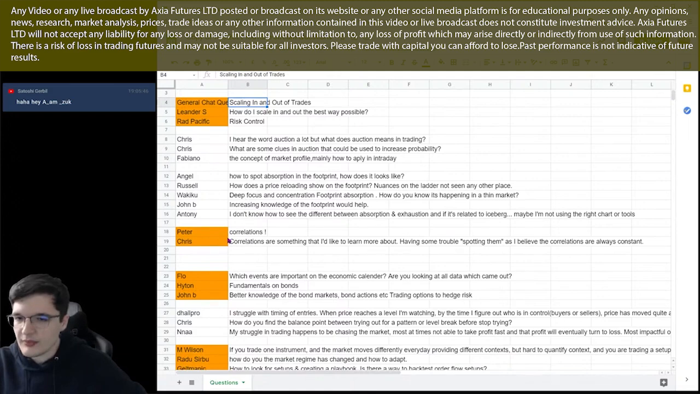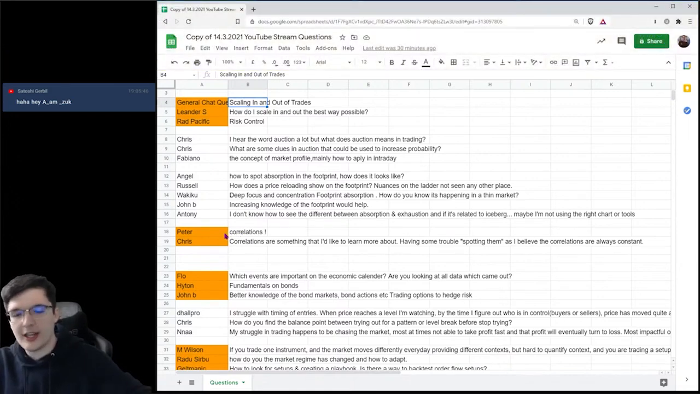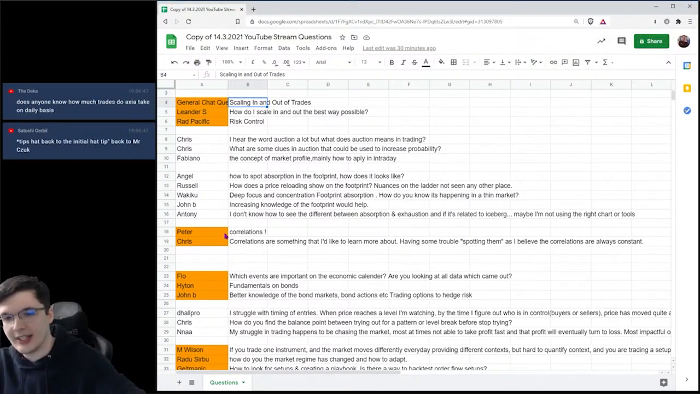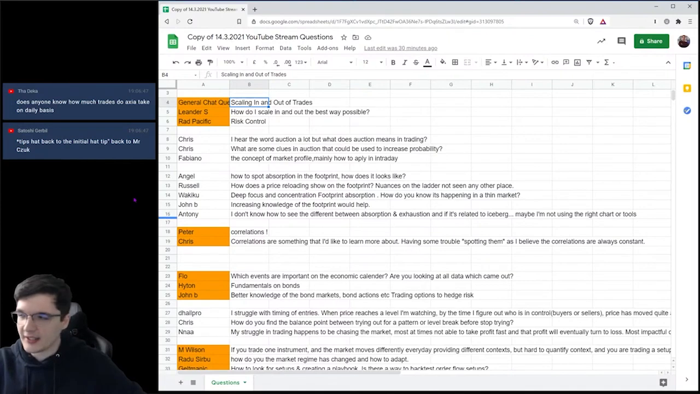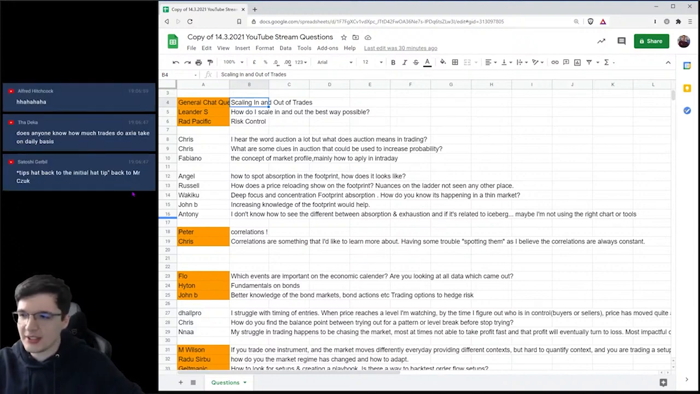So correlations. As a trader, a lot of us here at Axia, all of us use correlations in some way or another, depending how you look at things. I myself use correlations a lot. Everything on the price ladder, anything order flow related, really clicked for me when I looked at correlations and understood how they interweave on a macro basis.